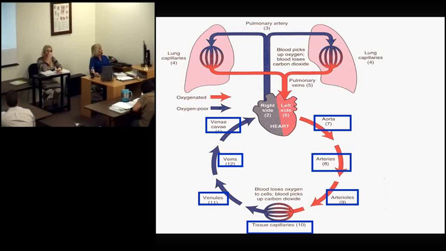So if we look at this, this describes what we were talking about earlier. Blood comes back to the heart through the inferior and superior vena cava. It then gets pumped into the right ventricle. From the right ventricle, you see that pulmonary artery, what color is it? Blue. So that pulmonary artery is blue because it has deoxygenated blood in it.